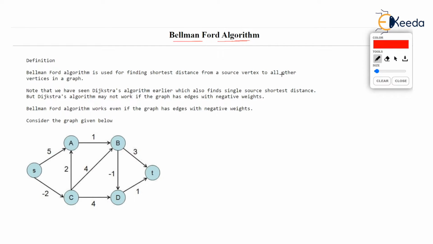Now we are given a weighted directed graph. As you see, this graph given is a weighted directed graph. What we want to find out is the shortest distance from some vertex to all other vertices. For example, if we take the source vertex as S, then we want to find the shortest distance from S to A, S to B, S to C, S to D, and S to T. That is, given a source vertex, we want to find the shortest distance from the source to all other vertices. This problem is called the single source shortest distance problem.